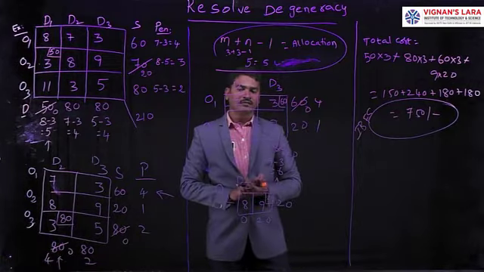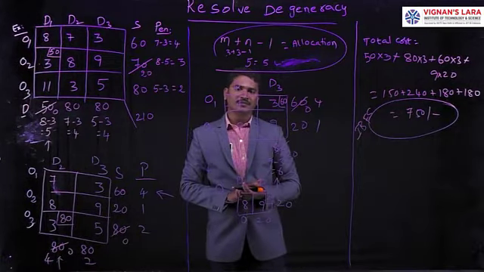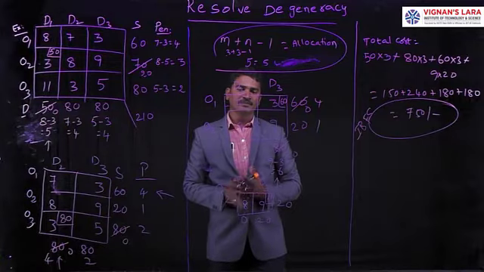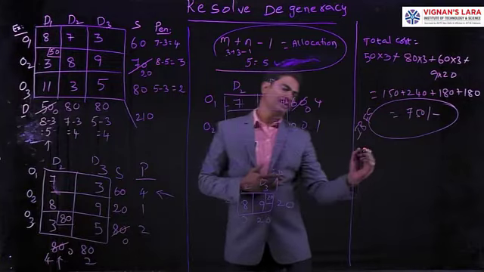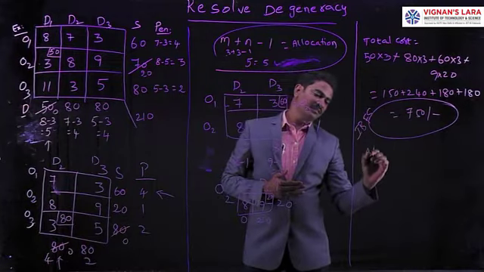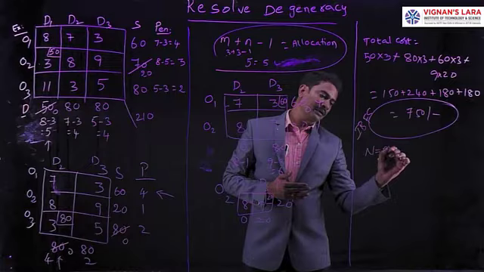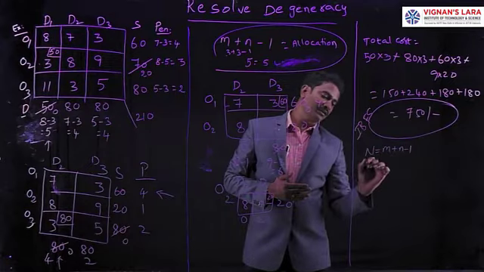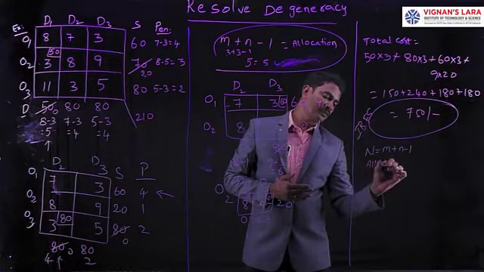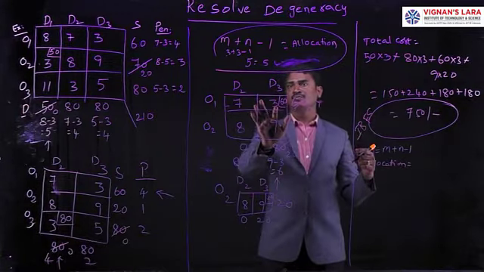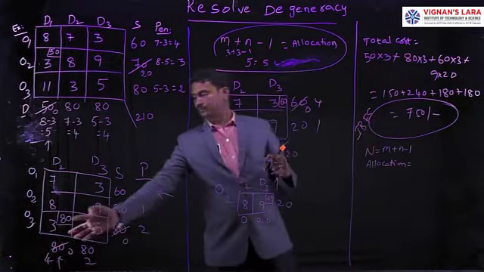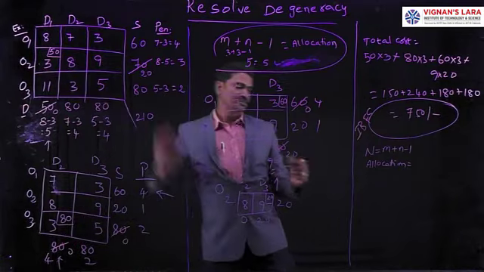Before we calculate the optimal solution, we have to check the degeneracy and non-degeneracy. If we have the degeneracy, we are going to resolve the degeneracy. Now we are checking the degeneracy with the help of the formula m plus n minus 1 and the allocations we have. How many allocations we have? 1, 2, 3, 4 allocations we have.